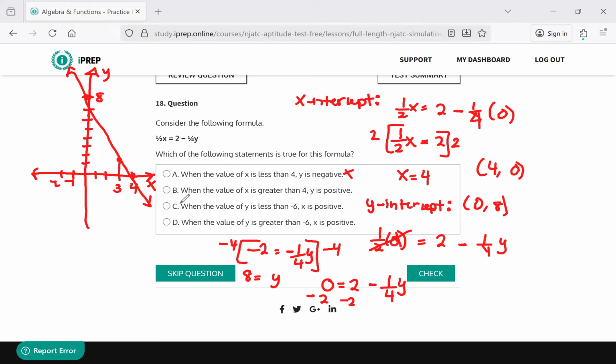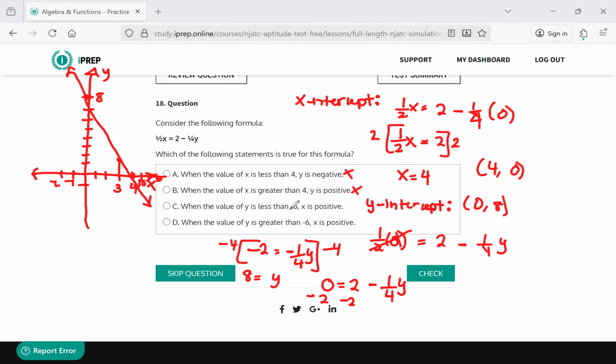What about B? When the value of x is greater than 4, so that includes 5, 6, and beyond, right? When the value of x is greater than 4, the y is positive. That's false. At 5, the y value slowly becomes negative. Like this could be like -1. And then at 6, it gets more negative. So that's false.